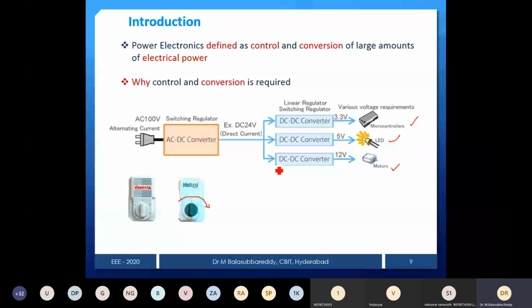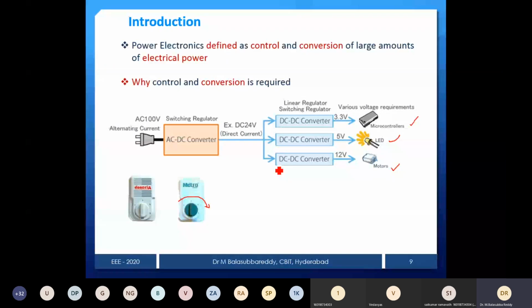But what is the drawback in this? That is the reason we are going for a power electronic regulator. That is an AC to AC regulator. In this, we can observe the previous olden days regulator. There is a rheostat there. Because of that, power dissipation is taking place.